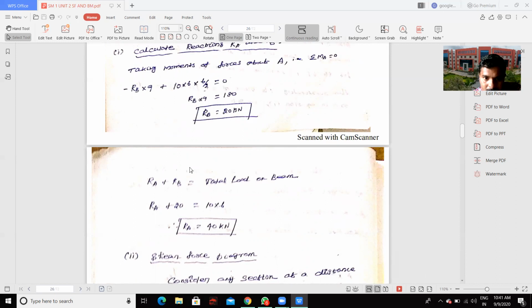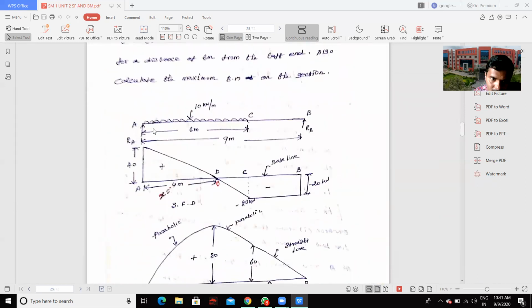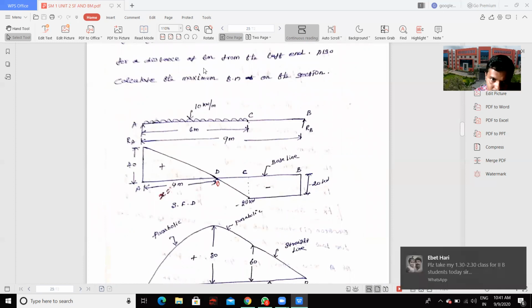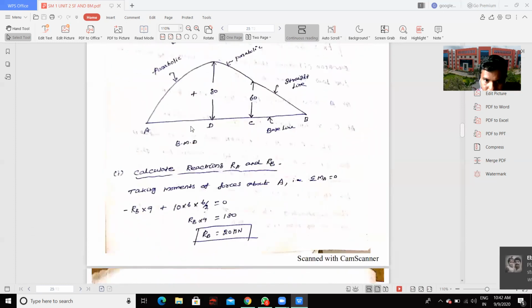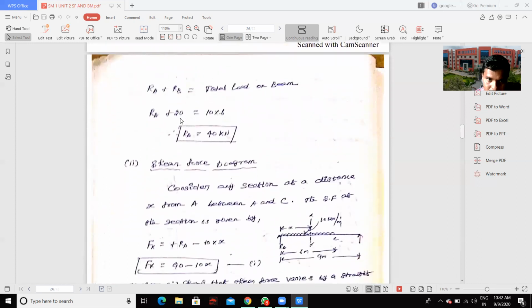Then sum of the vertical forces: RA plus RB equal to the total load on the beam. Total load on the beam is 10 into 6. So the sum of the upward force is RA plus RB, the sum of the downward force is 10 into 6. Therefore, RA plus RB is equal to 10 into 6, RB is 20, therefore RA equals 60 minus 20, 40 kilonewton. Therefore RA is 40 kilonewton, RB is 20 kilonewton. You have found the reactions now.